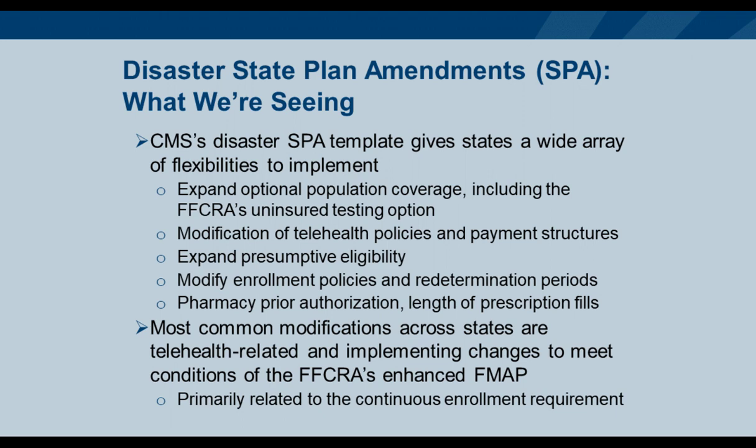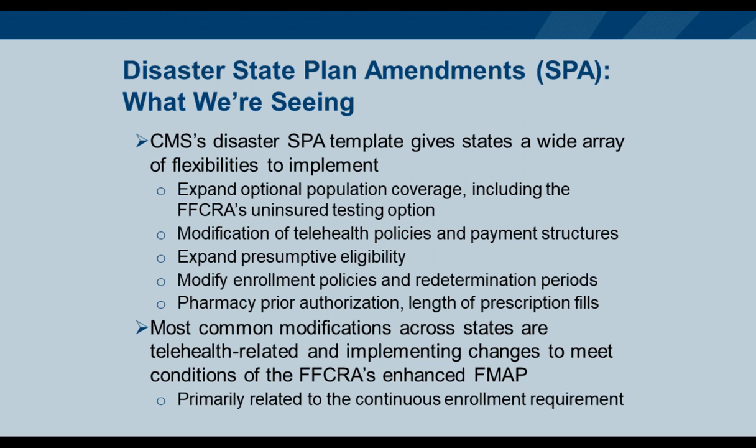So that transitions us into this disaster state plan amendment. Because this is one of the main authorities that states can actually use to get some of the things they may have asked for in an 1135 waiver submission. So the state plan authority, the template that CMS has put together, is really quite comprehensive. It gives states a wide array of flexibilities for implementing various changes in their programs. Just a flavor of what that includes are things like expanding optional coverage populations, including adopting the Families First Coronavirus Response Act's uninsured testing option that was mentioned earlier.